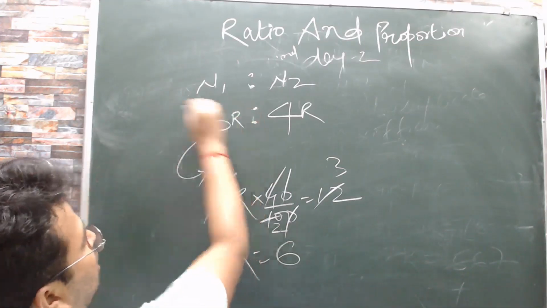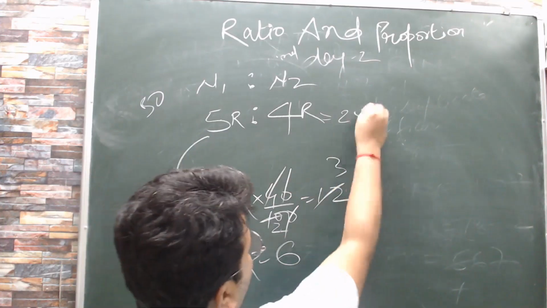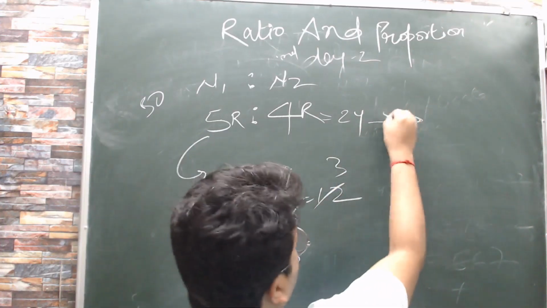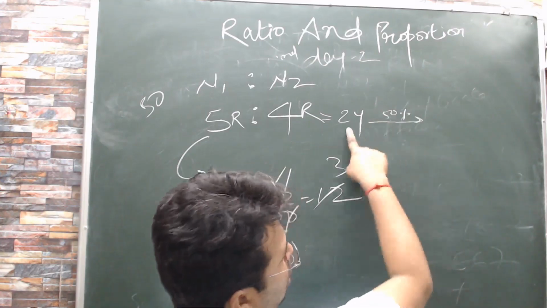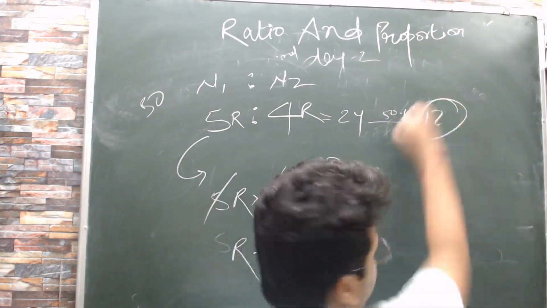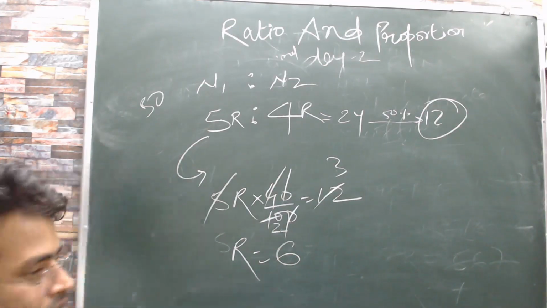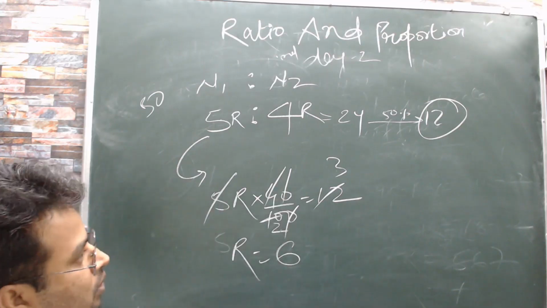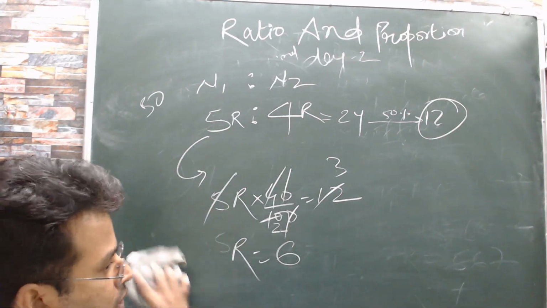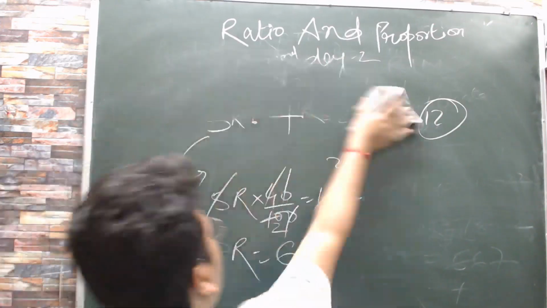So the first number is 6 times 5, 30. The second number is 6 times 4, 24. The question is saying find the 50% of the second number. So 50% means half. So half of 24 is 12. So your answer is 12, right? Answer is 12. Now move to the next question.